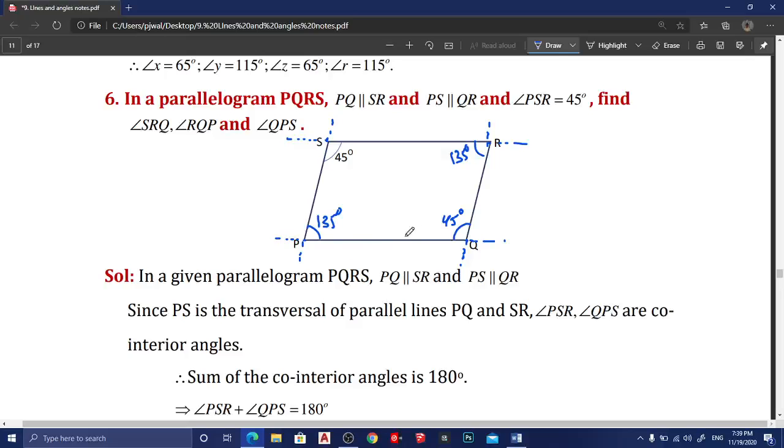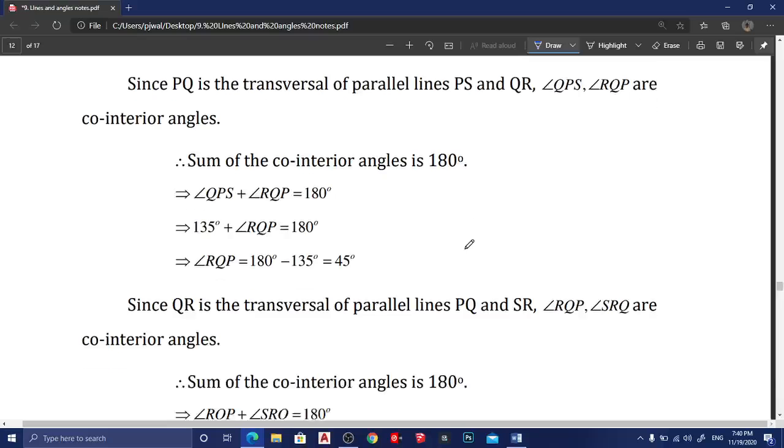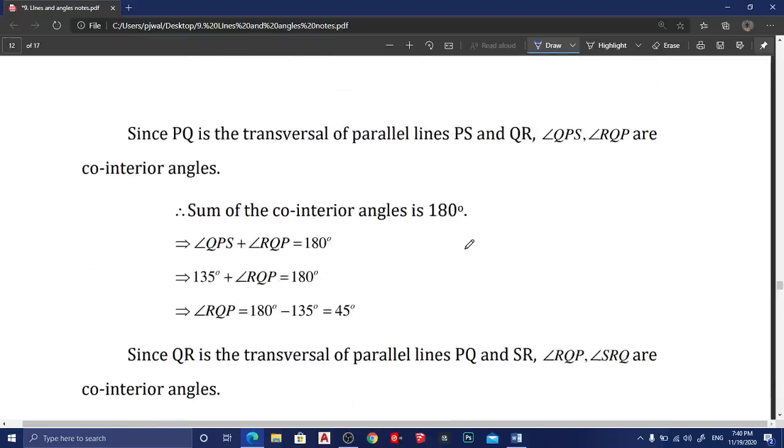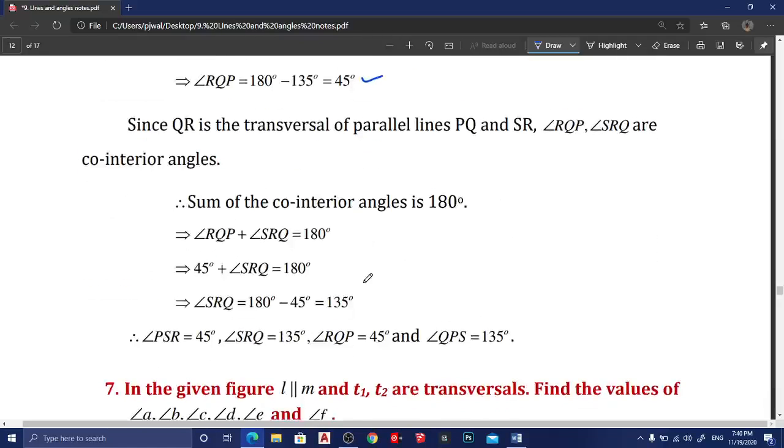If you write this in the form of steps, you can write like this. Since PQ is a transversal of parallel lines PS and QR, angle QPS and angle RQP are co-interior angles. Therefore, the sum of the co-interior angles is 180 degrees. Therefore, angle QPS plus angle RQP is equal to 180. 135 plus RQP is equal to 180. Angle RQP is equal to 180 minus 135, which is 45 degrees. In the same manner, you can find out the remaining angles also.